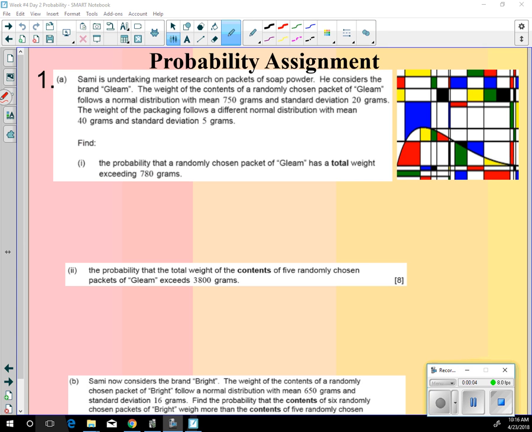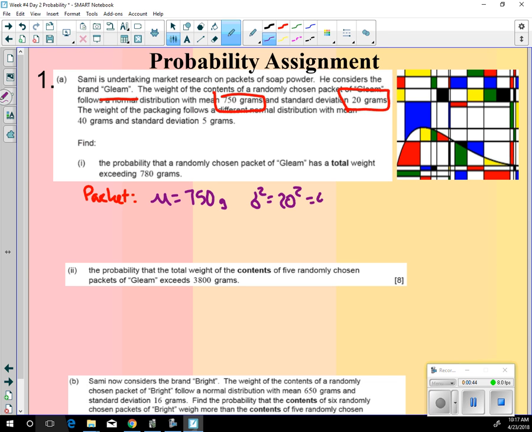The probability and statistics. This first one is looking at soap powder, considers the brand Gleam, and the weight of a packet of Gleam has 750 grams with a standard deviation of 20. So for the packet, what is mu equal to? 750 grams. What is the variance? It's 20 squared, or 400.